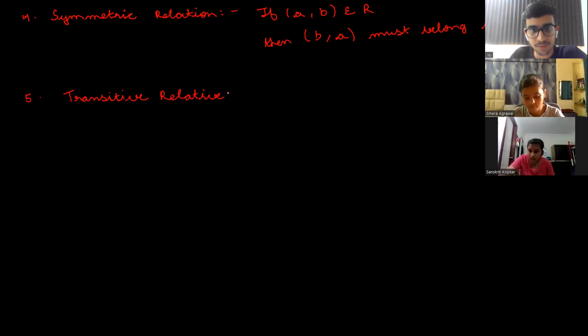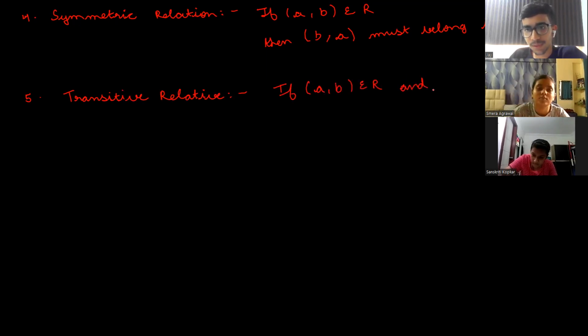Transitive relation. So if A comma B belongs to R and B comma C also belongs to R, then A comma C must belong to R.